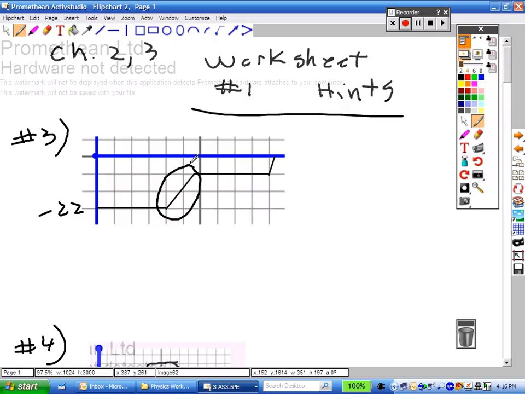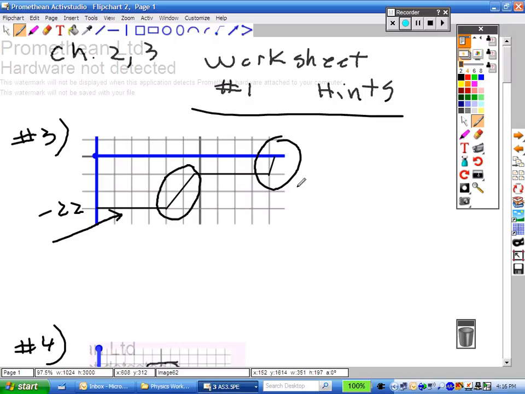Like, for instance, one of the first things it asks for is the acceleration during the time when it's constant velocity. So you're finding the slope of that. One of the most important questions is, what's the acceleration when stopping? That's right here. So you find the slope of that. Now the slope is just the rise over run.